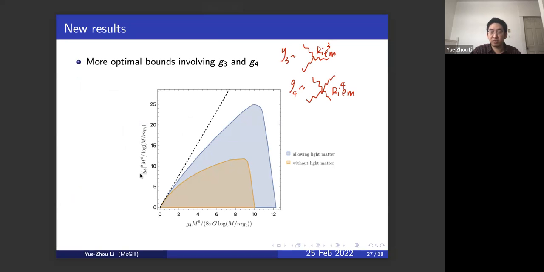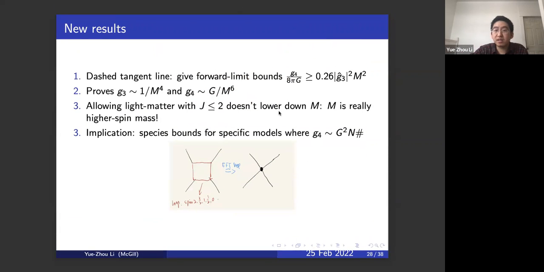So let me give you some new results with our plots. This is some optimum bound involving G3 and G4, where G3 is the coupling of Riemann cubed and G4 is the coupling of Riemann to the fourth. This blue region is the region that the Wilson coefficients are allowed to live in, allowing light matter. This yellow, or orange, region is the allowed region without allowing light matter. It's just a comparison. But you can see that although allowing light matter makes the region a little bit wider, it doesn't really narrow down the cutoff M.